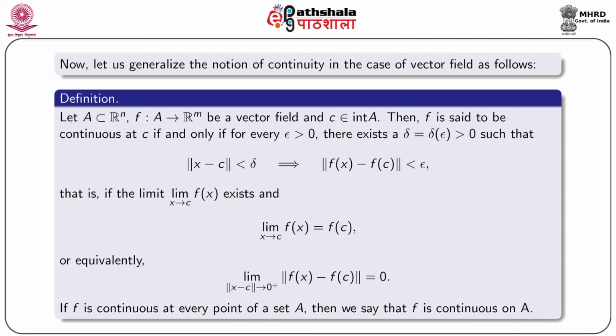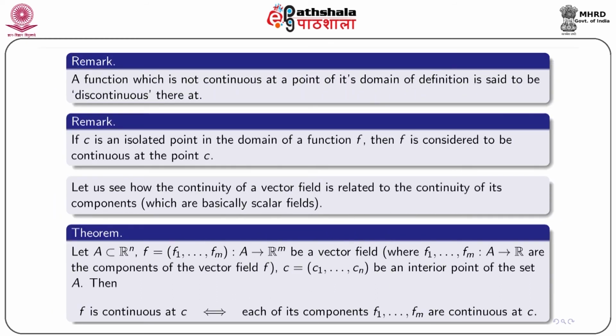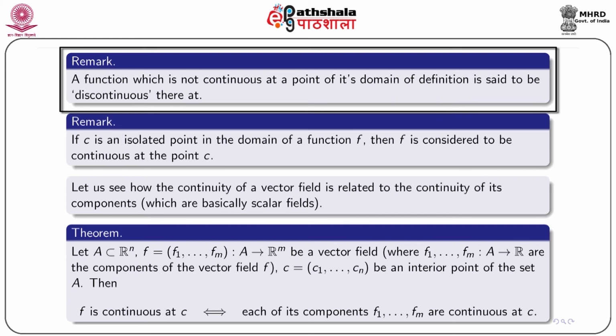If a scalar field f is continuous at every point of a set A, then we say that f is continuous on the set A. One remark: a function which is not continuous at a point of its domain of definition is said to be discontinuous at that point.